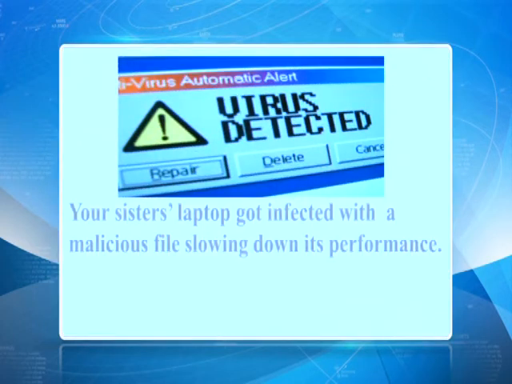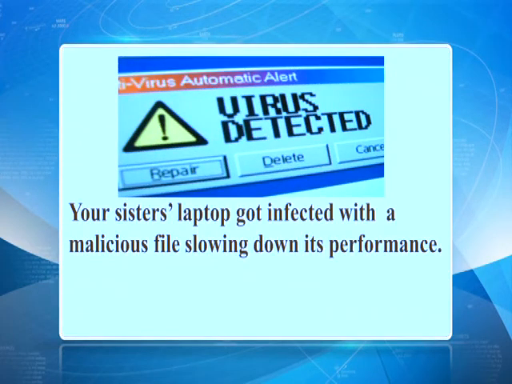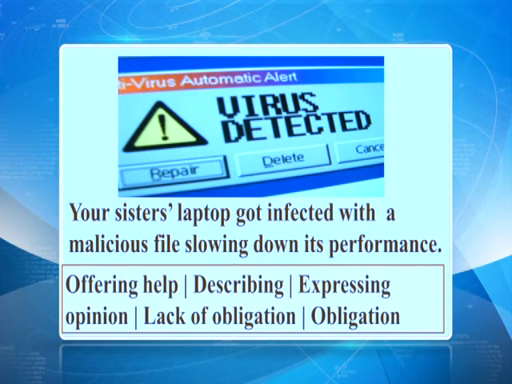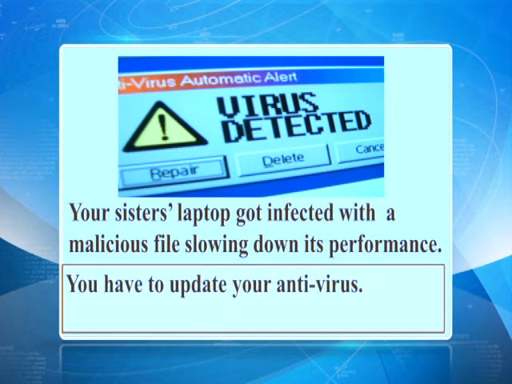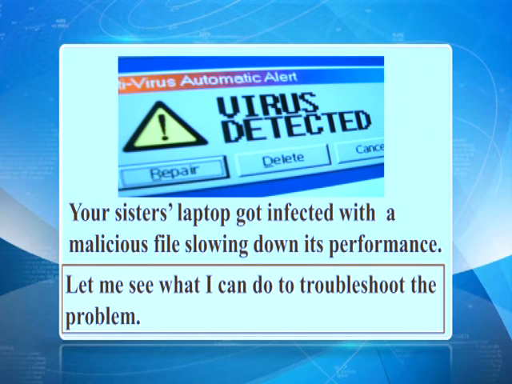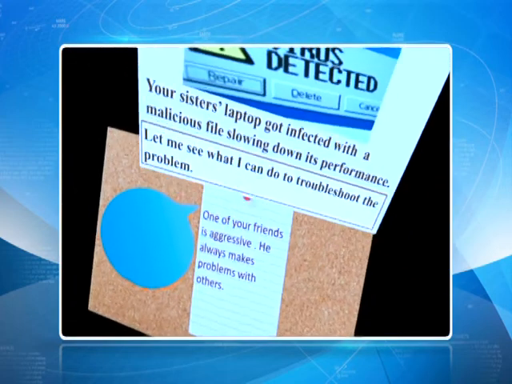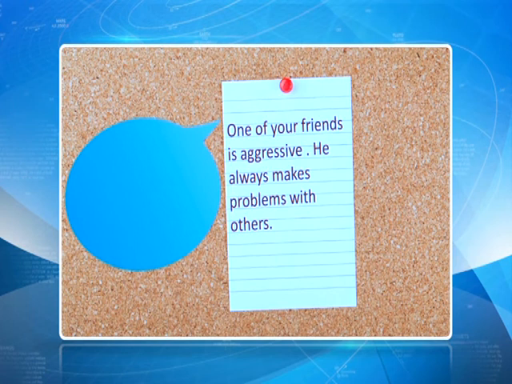Next situation, your sister's laptop got infected with a malicious file, slowing down its performance. So you can offer help, describe the problem, express opinion, lack of obligation or obligation. For example, you can say, you have to update your antivirus, or let me see what I can do to troubleshoot the problem.